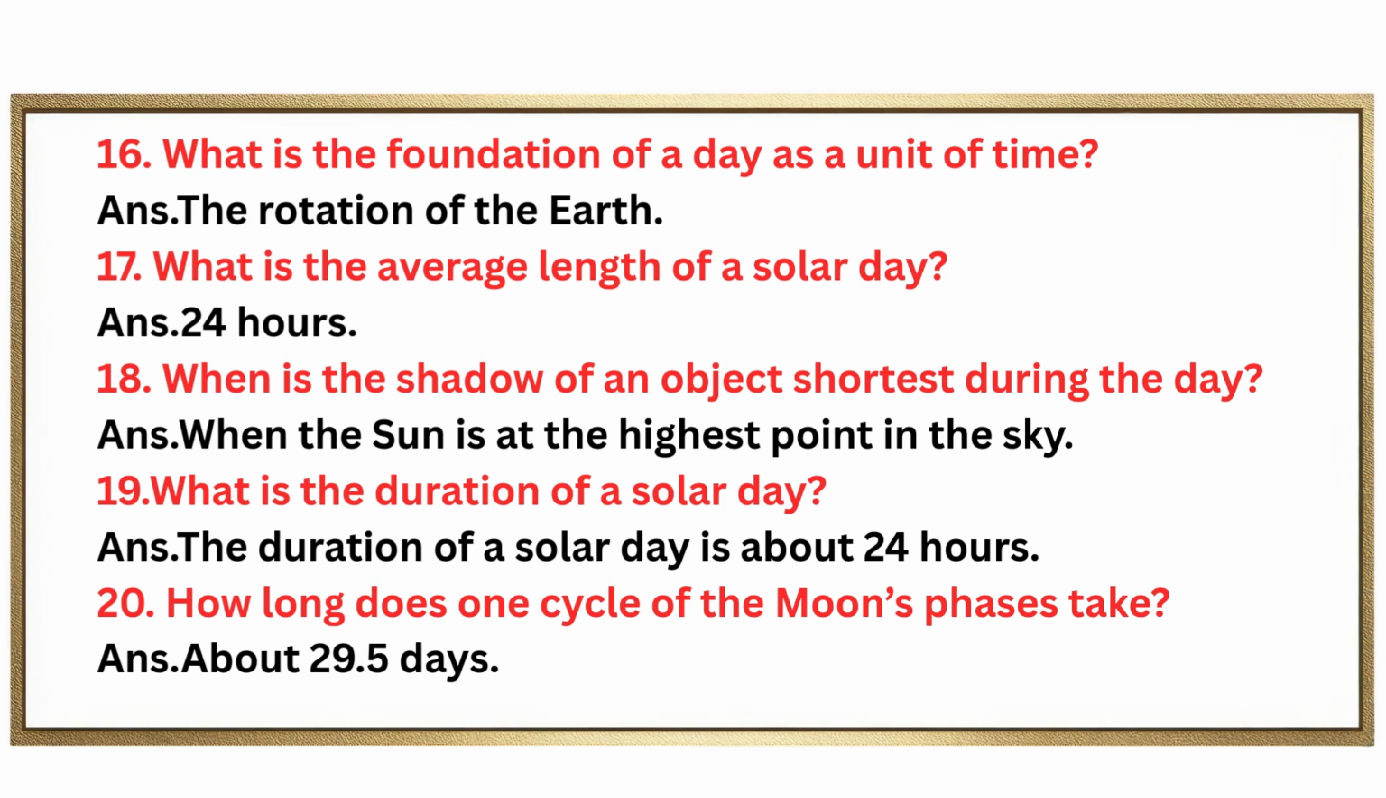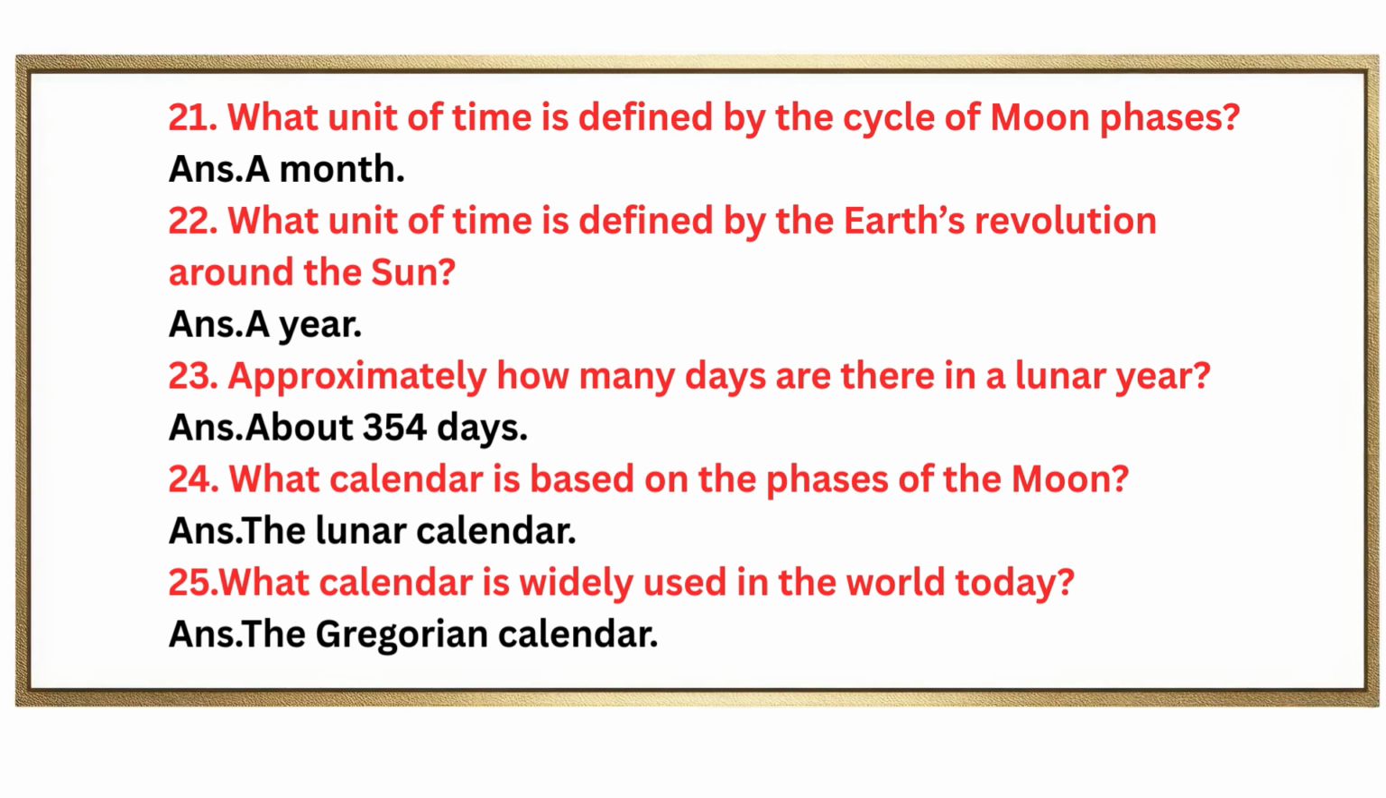Question number 17. What is the average length of a solar day? Answer. 24 hours. Question number 18. When is the shadow of an object shortest during the day? Answer. When the sun is at the highest point in the sky. Question number 19. What is the duration of the solar day? Answer. The duration of a solar day is about 24 hours. Question number 20. How long does one cycle of the moon's phase take? Answer. About 29.5 days.